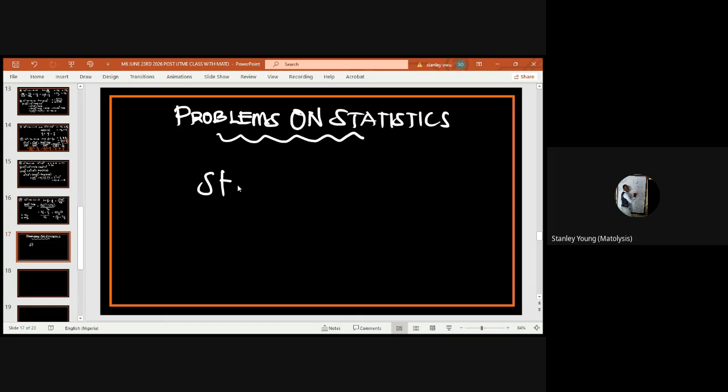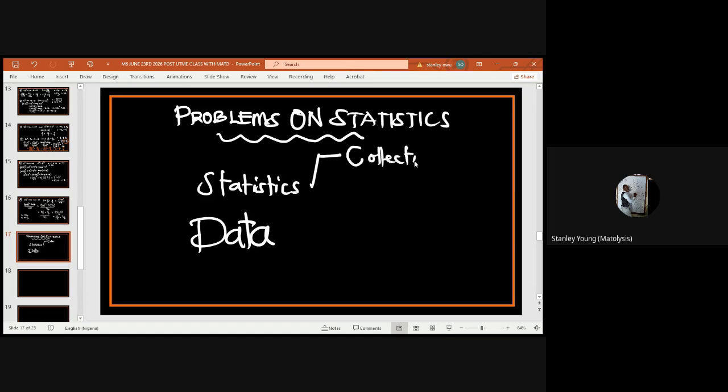So statistics itself has to do with data. Anything statistics, think of data. So what are the things we do? The very first thing in statistics is collection of data.